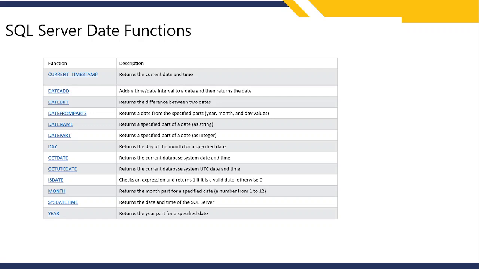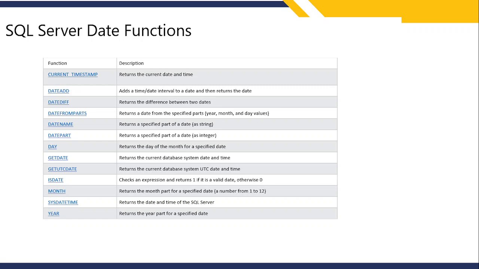Then there is DATEPART. DATEPART will also return a part of the date, for example, if I ask for the month, it will show me whatever is the month. Let's say if the date is 4th June, then DATEPART will give me 6, whereas DATENAME will give me June.